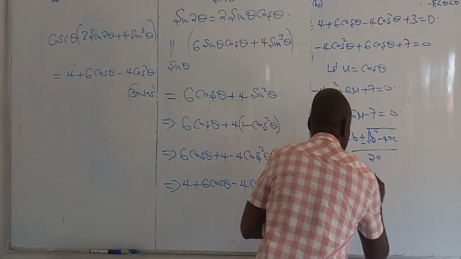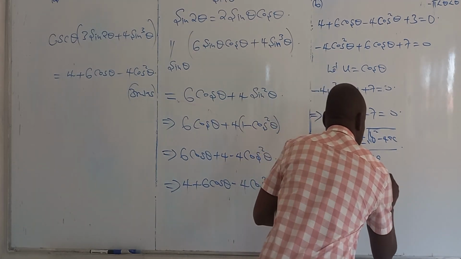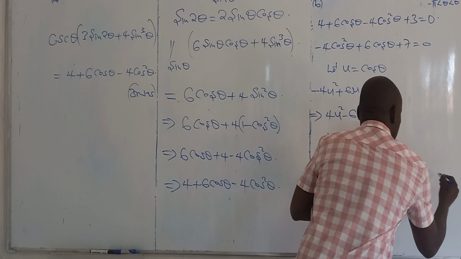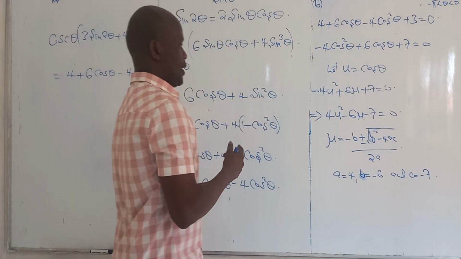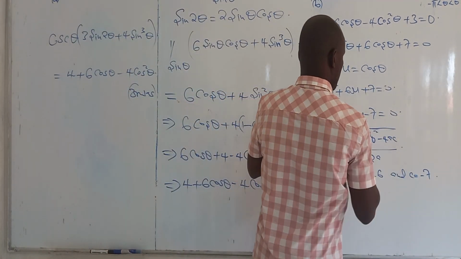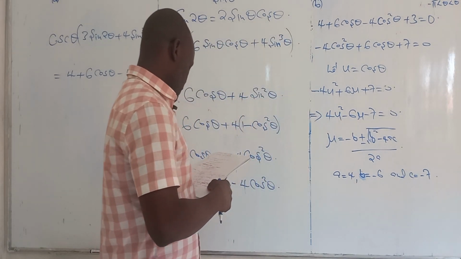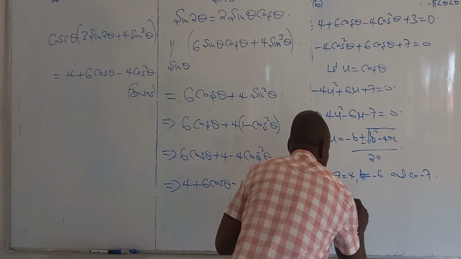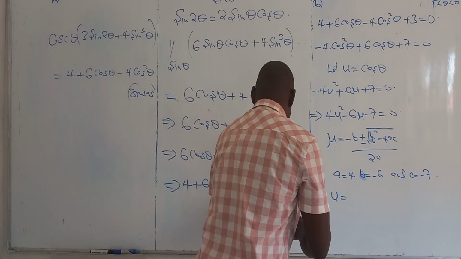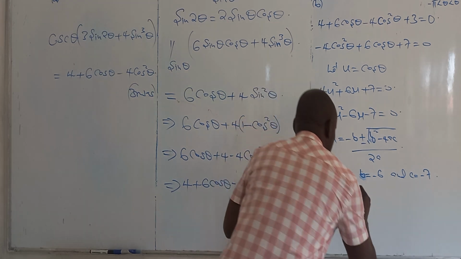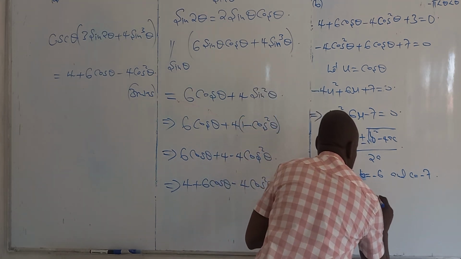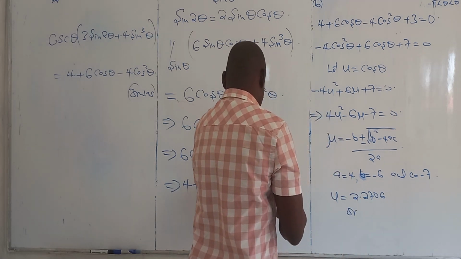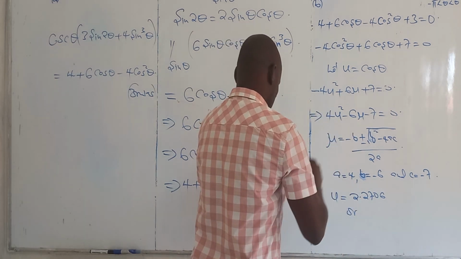B is negative 6, and C is negative 7. Now, if you substitute these values into this quadratic formula, then you should get the value of u as either 2.2706, or the other value you are going to get, because it's quadratic, you are going to get two roots.